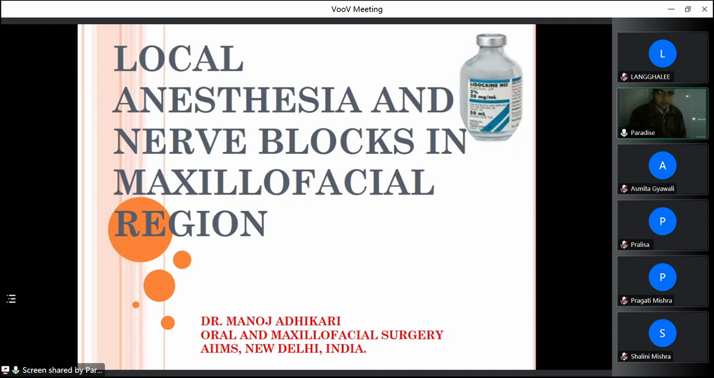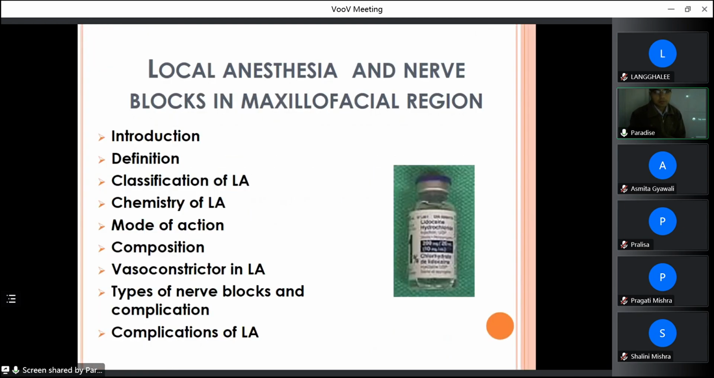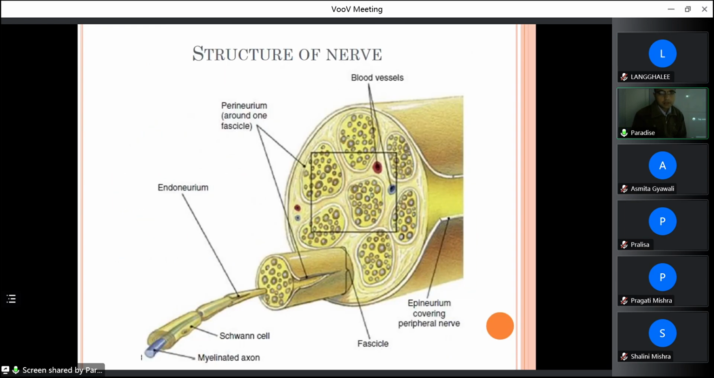So moving to local anesthesia and nerve blocks in maxillofacial region. We'll discuss the introduction, definition of local anesthesia, classification of local anesthesia, chemistry, its mechanism of action, composition, role of vasoconstrictor in local anesthesia, types of nerve block in maxillofacial region, its complications, and complication of local anesthesia.